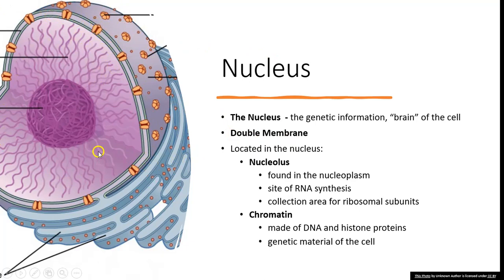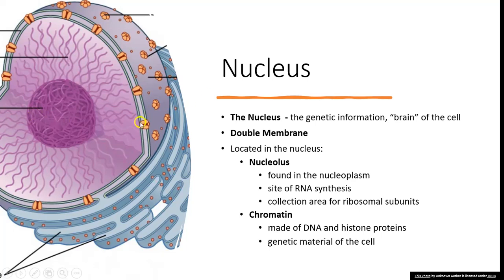And then within that nucleus, you see this very prominent dark purple structure here. That is known as the nucleolus. The nucleolus has the ability to synthesize RNA, so that is where you're going to encode for the ribosomal RNA. Then you're also going to find chromatin, and chromatin is made up of DNA and histones. It's that genetic material, and the chromatin ultimately is going to be twisted and turned into chromosomes.